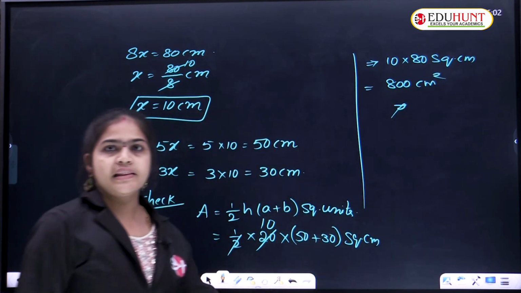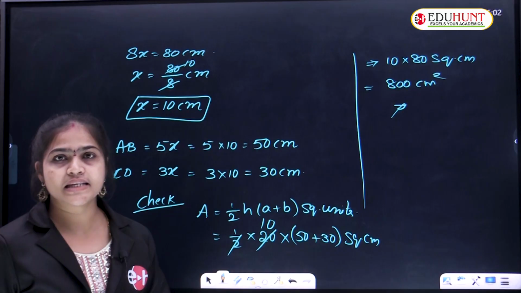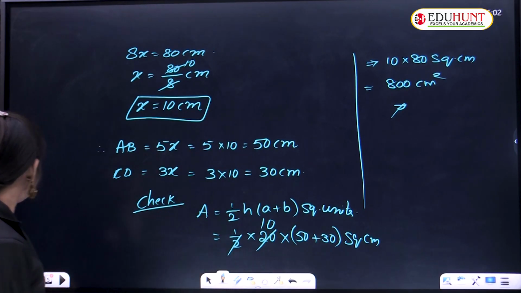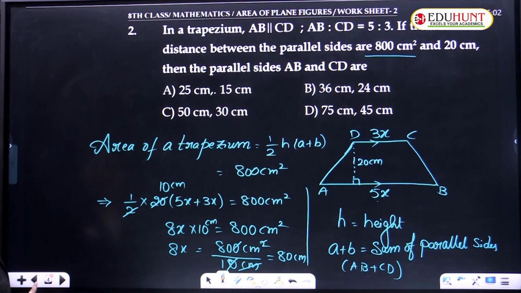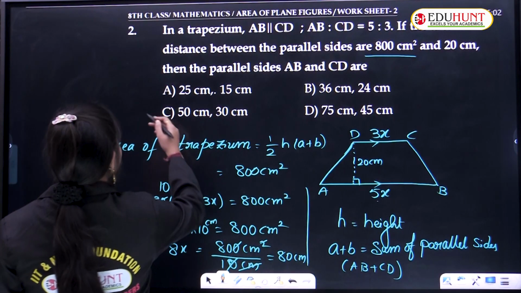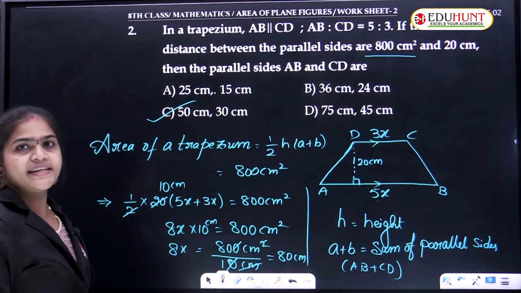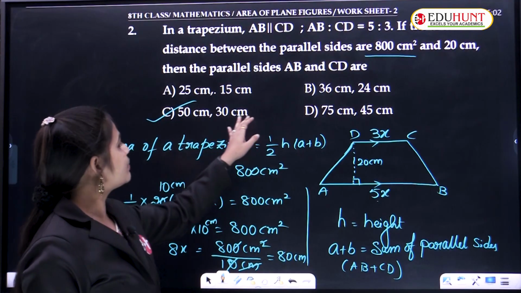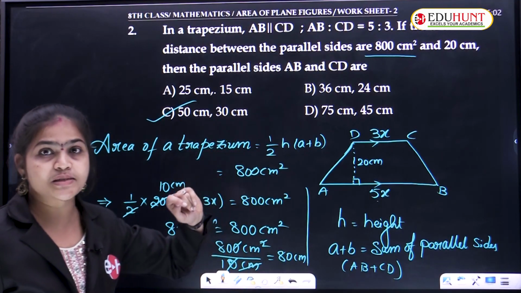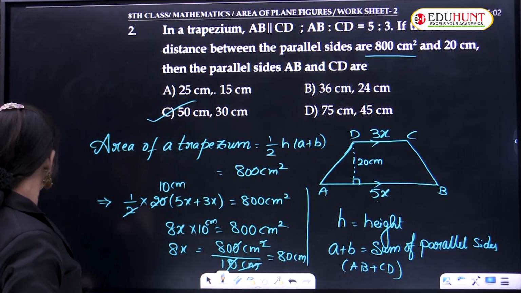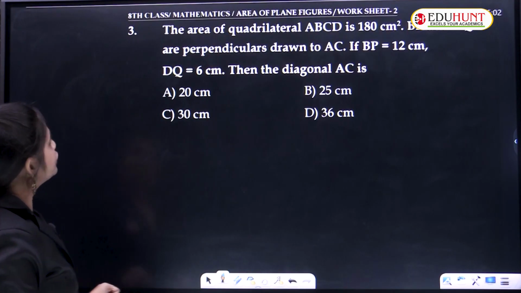Hence it is proved. Then the values we got here, those two values, are correct. Okay? Yes. Then what is the answer? 50 centimeters and 30 centimeters. AB is equal to 50 centimeters and CD is equal to 30 centimeters. The measurements of the parallel sides are what they are asking. Okay, yes. Question number 3.